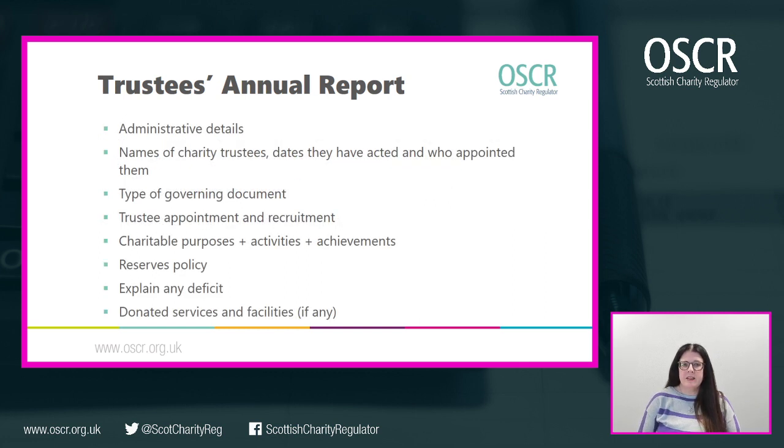There are certain things that must be included in the trustee's annual report, and these are listed on the slide. These are really basic details that trustees should be able to talk about and explain really quite simply. So we start, for example, with administrative details. So be clear about the name of the charity, its Scottish charity number, that's the number that starts SC0 followed by 5 figures. Talk about the address, explain what the address of the charity is, the contact details.